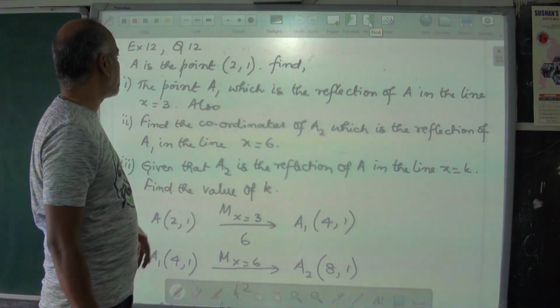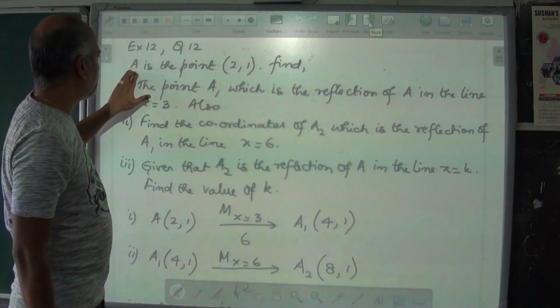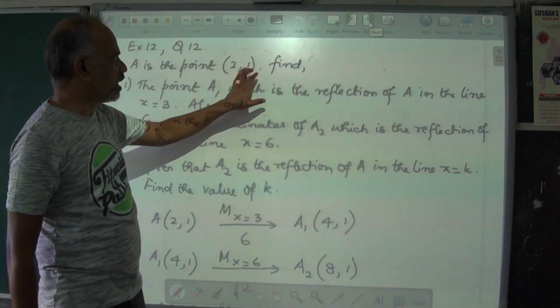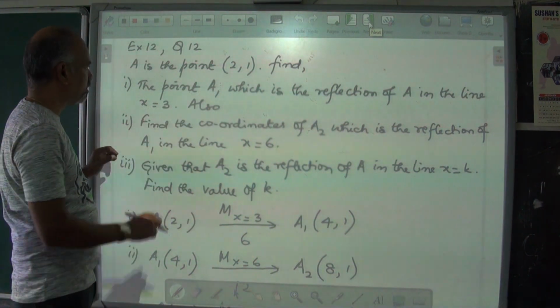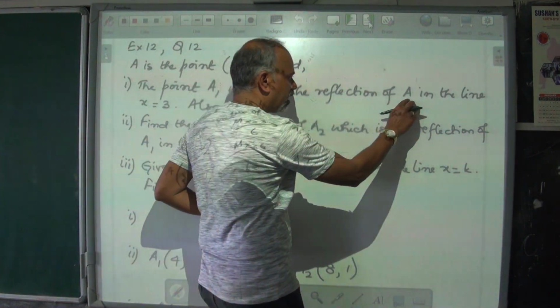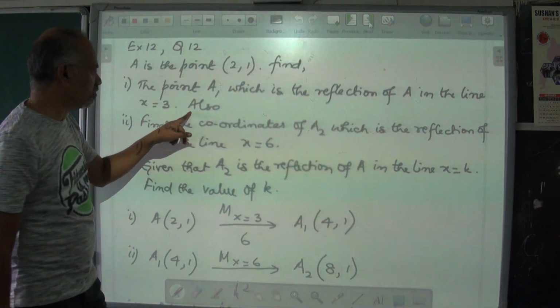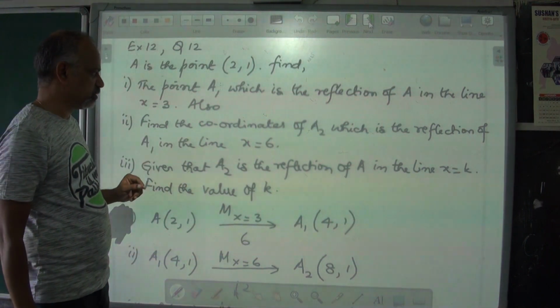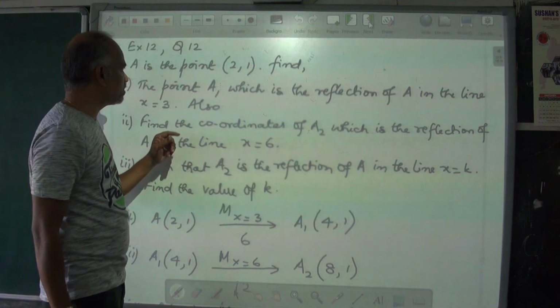This is from exercise 12, question number 12. A is the point (2, 1). Find, number 1, the point A1, which is the reflection of A in the line x = 3. That's the first question. So let's do the first question.